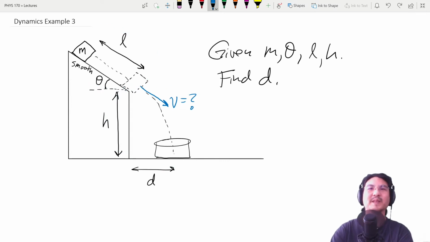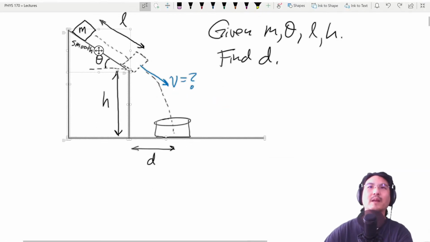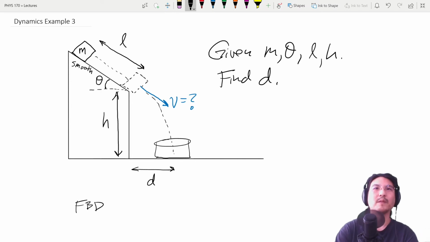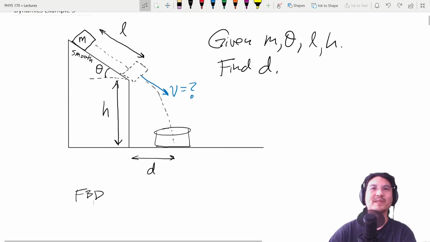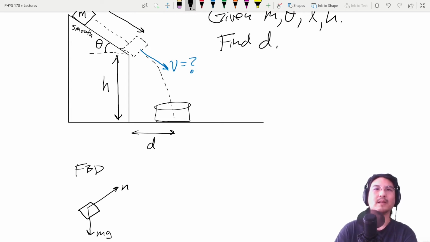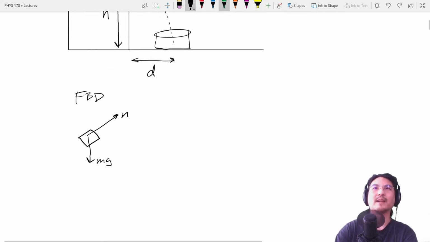Okay, and then let me go over how you would do it. So you can pause here, try it, and here's the solution. The first part is where it's sliding down the ramp. You can draw the free body diagram of that mass while it's sliding down the ramp. It just looks like this, with a normal force and weight. And that's it. It's smooth, so there's no friction here.